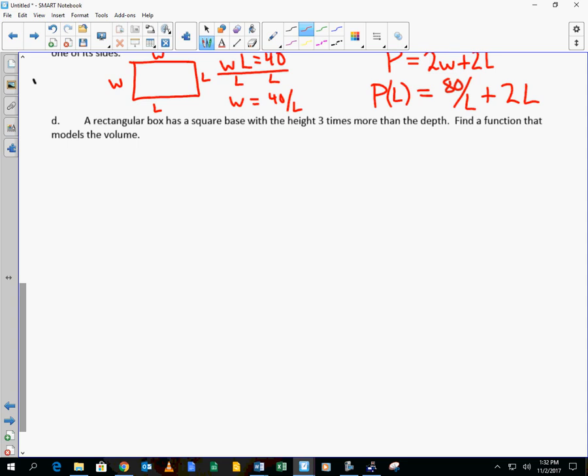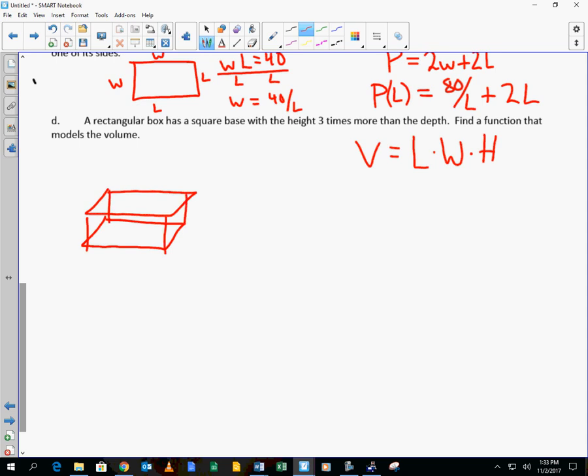Okay, what's the goal of this one? I want to write a function in terms of volume. Volume is equal to length times width times height, right? And I've got a box. Rectangular box, but it's got a square base. Sure, yeah, 6 by 6 by 10, sure.